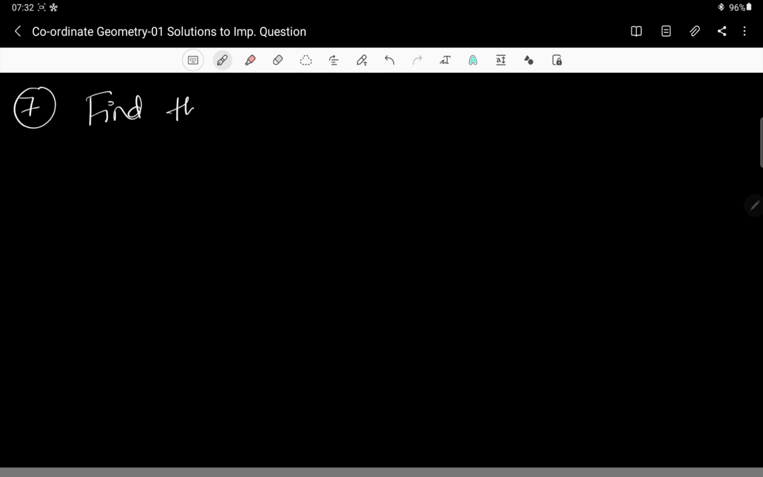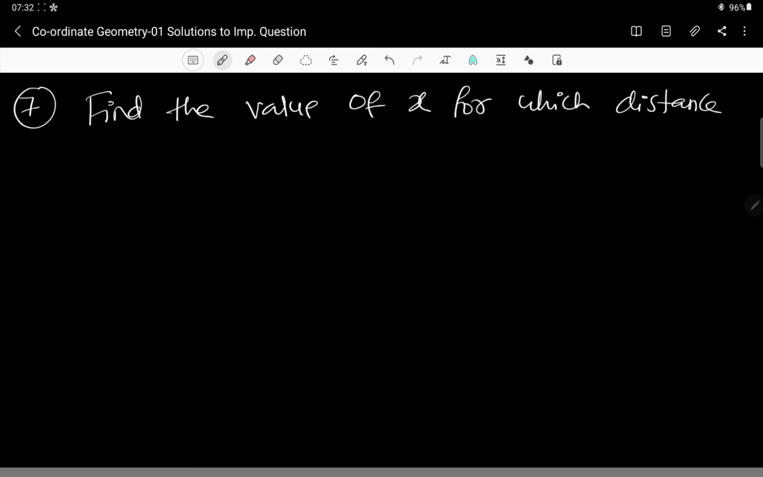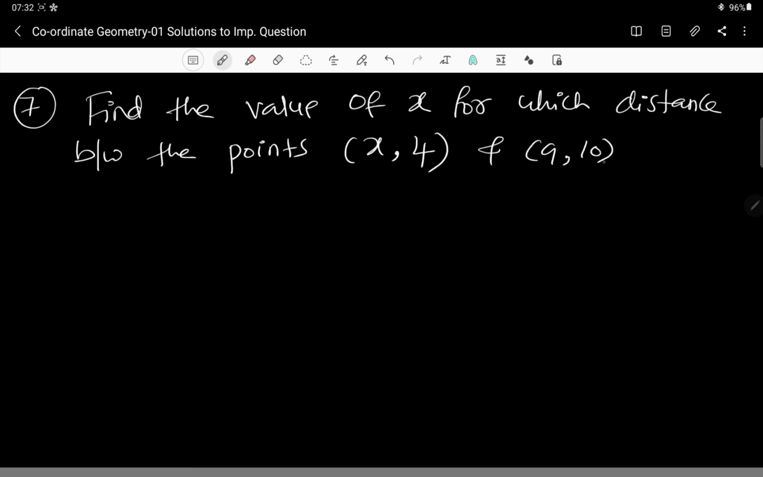Find the value of x for which the distance between the points (x, 4) and (9, 10) is 10 units.